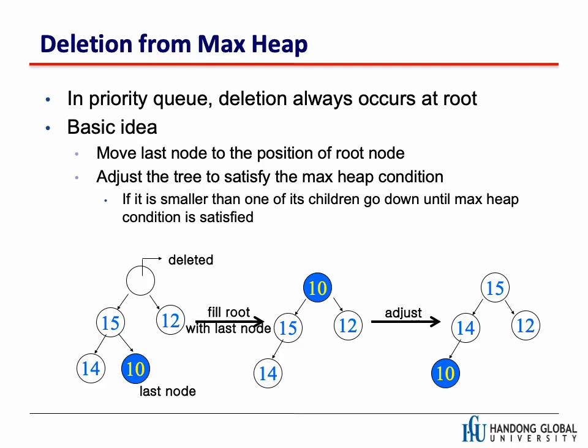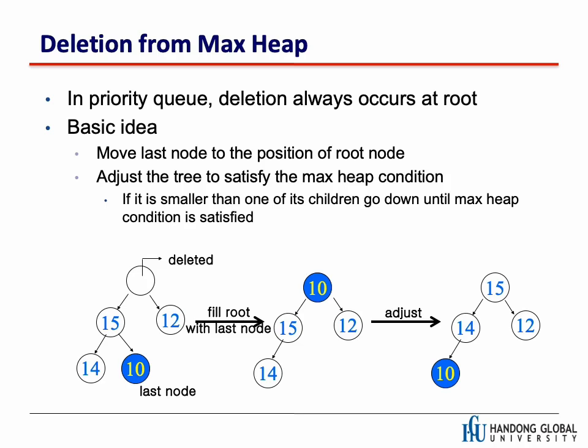Then we have to adjust. So look at the children. 15 is the larger one. 15 is larger than 10, so we swap. And then 14 is larger than 10, so we swap. Now we have the max heap again. And if we delete one more time, then we delete 15, and then 10 goes up. Then 14 is larger than 10, so we swap. That's how we delete.